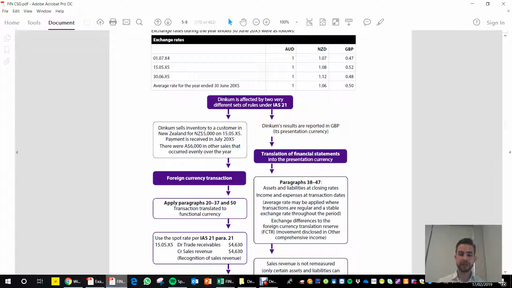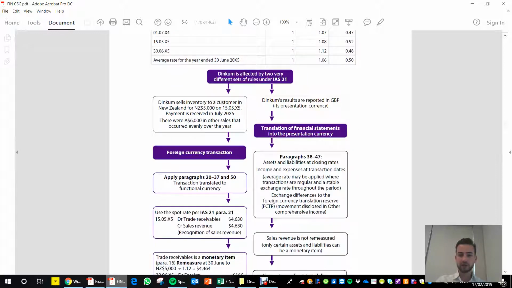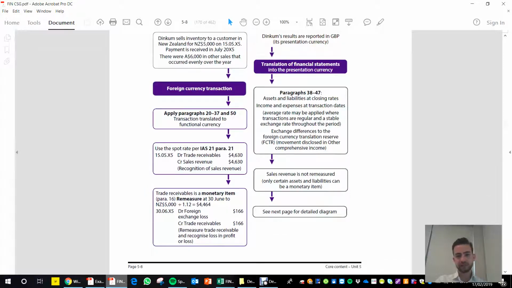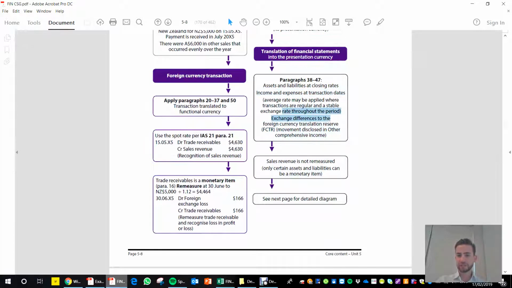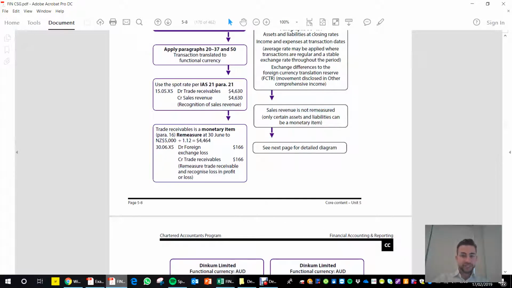Now the other side is how do we translate the financial statements, because the results are reported in GBP. That's their presentation currency. However, their functional currency is AUD. So how do we do this? Well, we go through each of the assets and liabilities and convert that at the closing rates, as we talked about before. We go through income and expenses and convert that at the transaction dates. Anything that we can't put a specific transaction date on, we'll use an average rate, provided that it's stable and the transactions are regular. And the exchange rate differences go to the foreign currency translation reserve. And the movement is actually in the OCI account of the P&L and OCI. Sales is not remeasured.